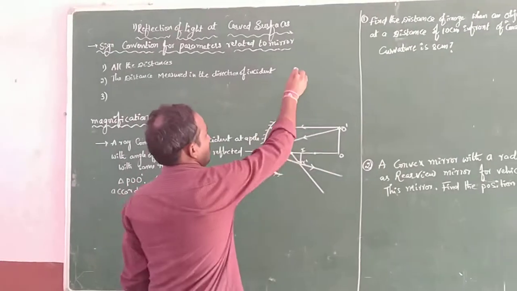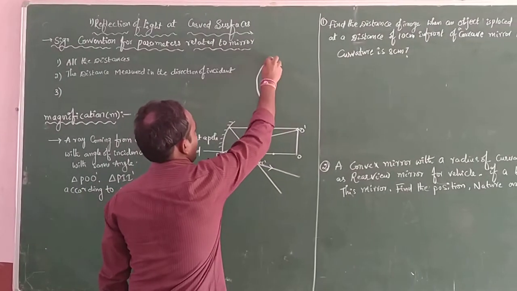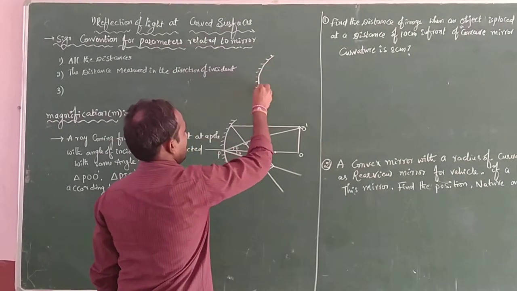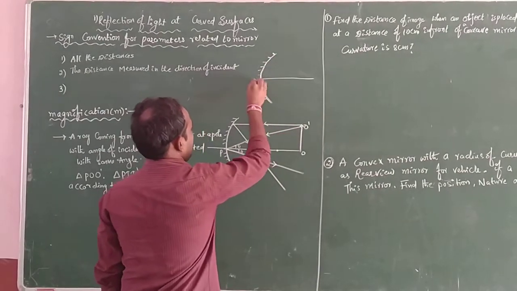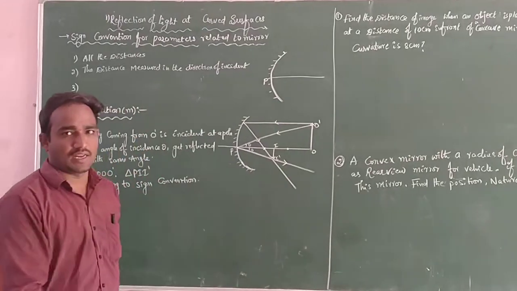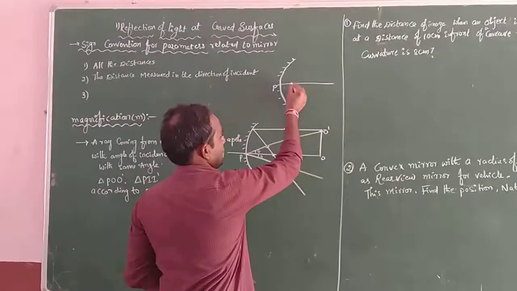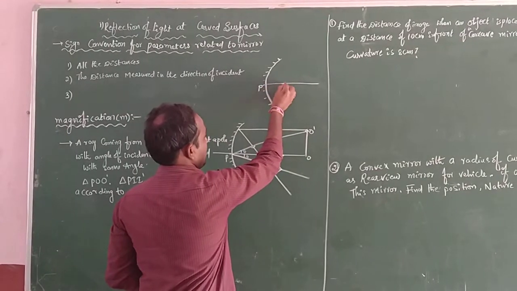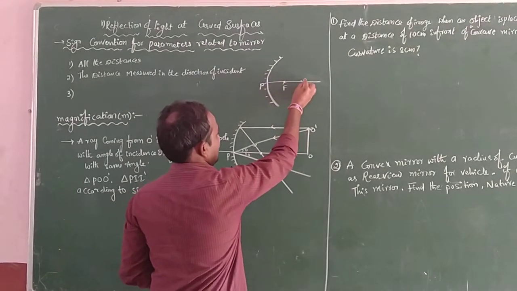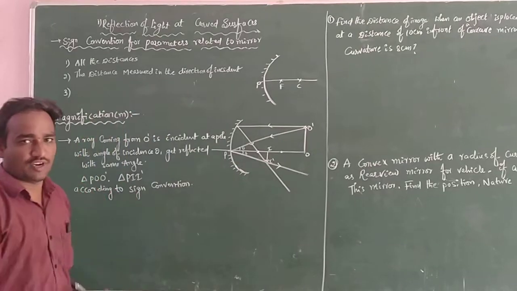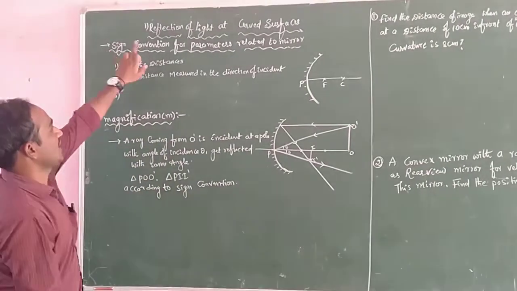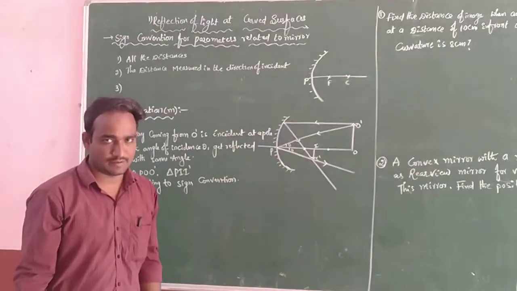Listen here. If you take any concave mirror or convex mirror, its middle point is the geometrically identified pole. It is the principal axis. Near the pole are the focal length and center of curvature. First, what is the sign convention for the parameters?